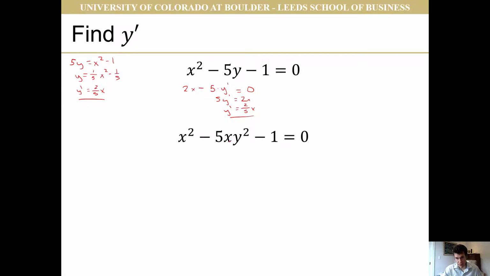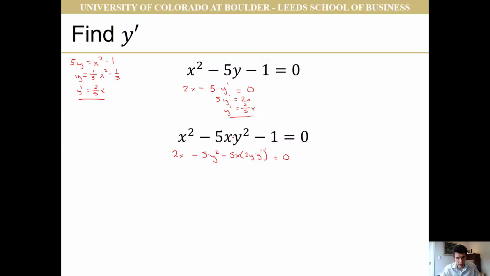All right, let's do another one. So we have x squared minus 5xy squared minus 1 equals 0. This is a lot more complicated. The derivative of the first term is 2x. For the second term, we're doing a product rule. 5x is the first function, y squared is the second function. We take the derivative of the first function, so that's minus 5 times the second function, y squared, minus the first function times the derivative of the second function. That's 2y to the first times y prime. That's the chain rule. Minus 1: the derivative of 1 is 0, so that's equal to 0.